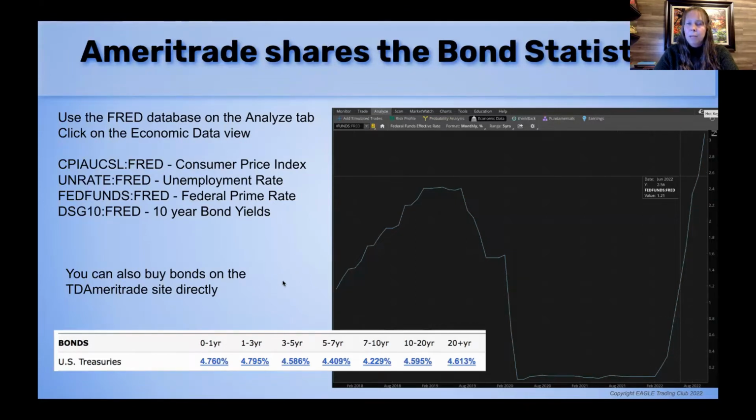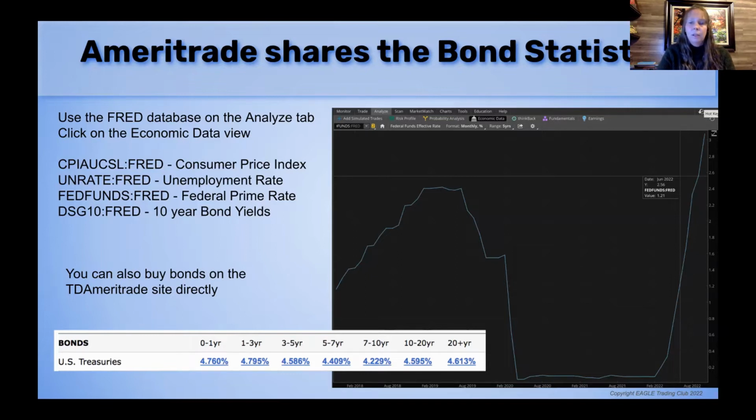I also looked up in Ameritrade, you can't actually buy the bonds themselves in Thinkorswim, but you can buy ETFs that follow bonds, so you can get high yield bonds and short-term or long-term bonds. I have a couple examples of those in Ameritrade. But if you want to physically buy the bonds, you can log in to the TD Ameritrade site directly, and they have a bond wizard that walks you through what your criteria is and what would be best for what you're looking to buy, and gives you a whole bunch of options, and then you can buy and sell bonds directly through them.